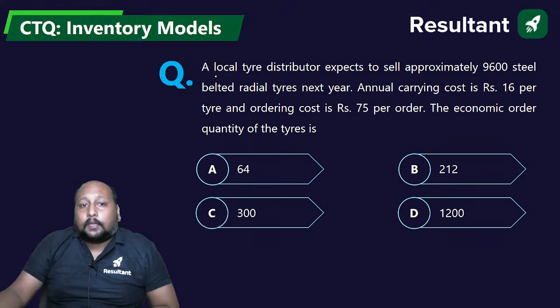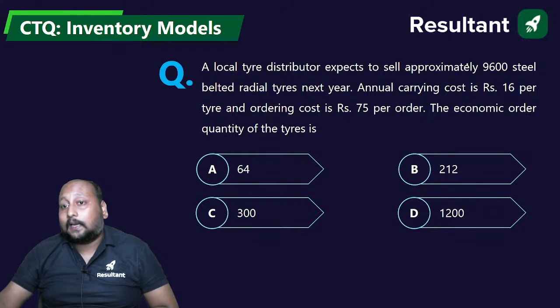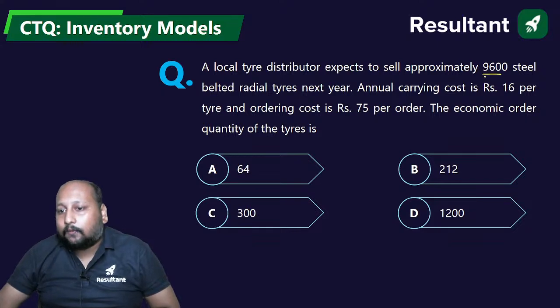Now, they are saying that a local tire distributor expects to sell approximately 9,600 steel belted radial tires next year. That means, what is this being given?